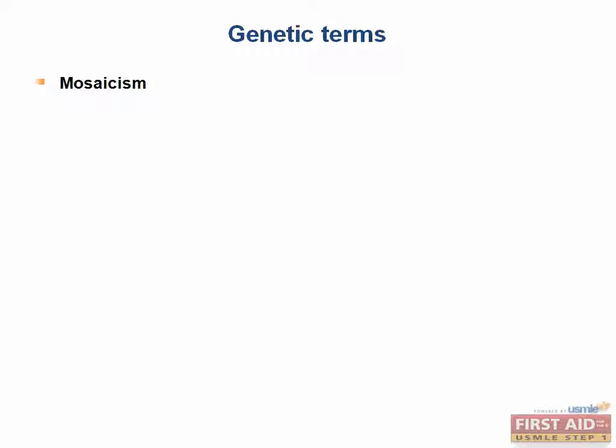So mosaicism is when some cells in the body have a different genetic makeup than others. This can only be caused by events that occur after fertilization, since anything that happens before fertilization will have the same effect on all cells in the body. Mosaicism can be caused by mutations that occur during embryogenesis.